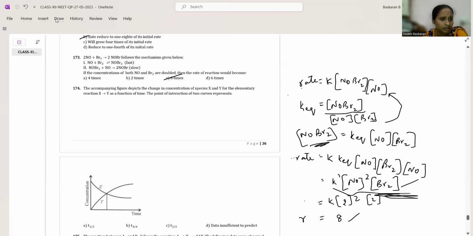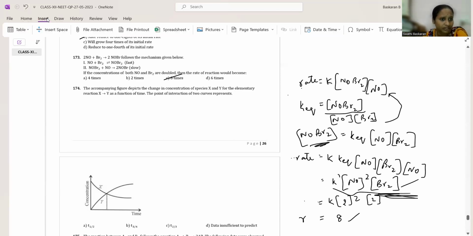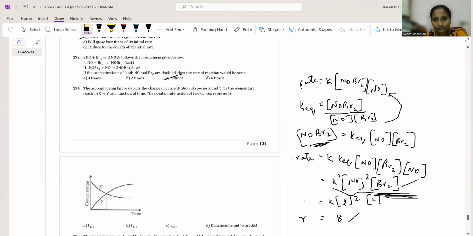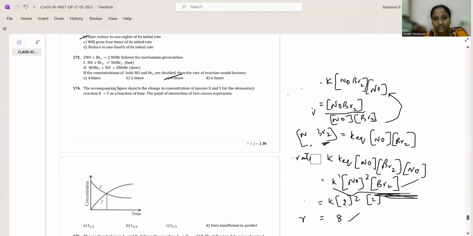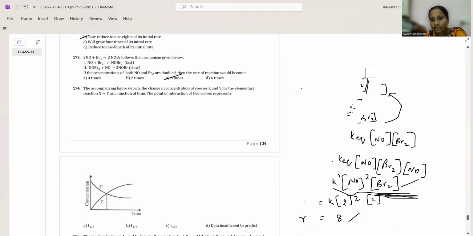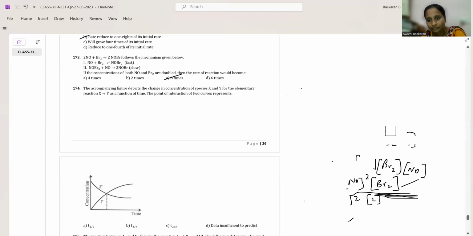Now we will take up the next question. So what is the next question, students? Once again, it's quite a simple question. So what is the simple question they have given? Okay, let us have a look at the 174th question. So what is the 174th question?